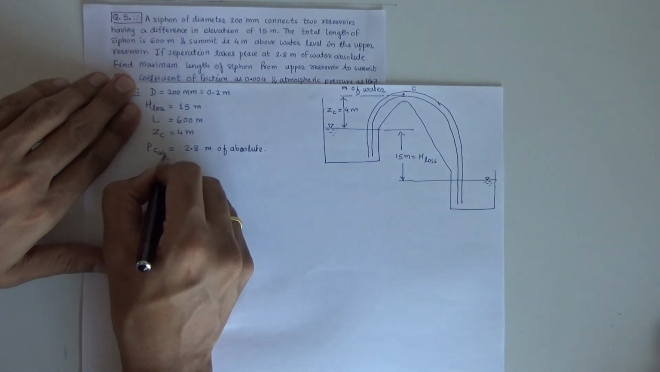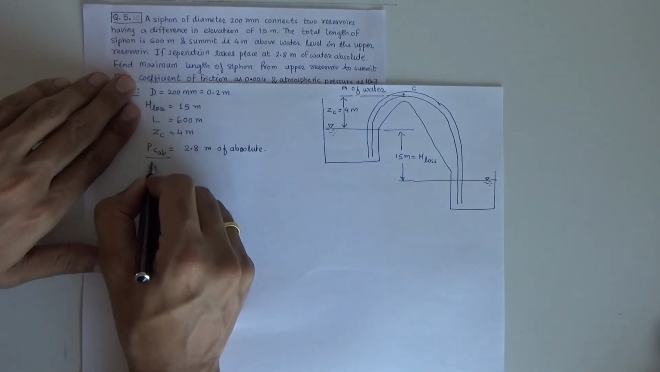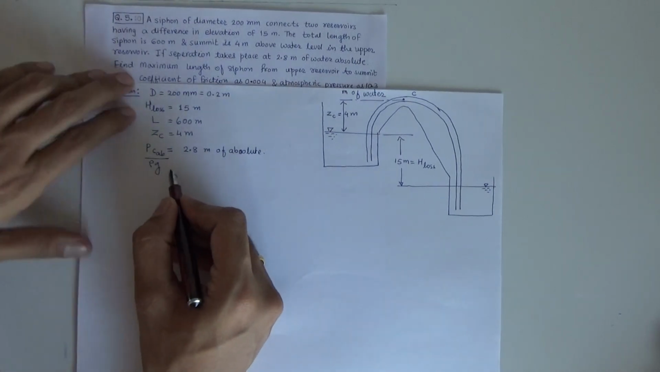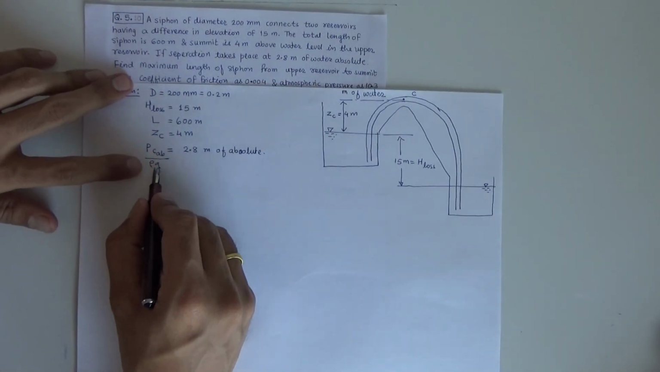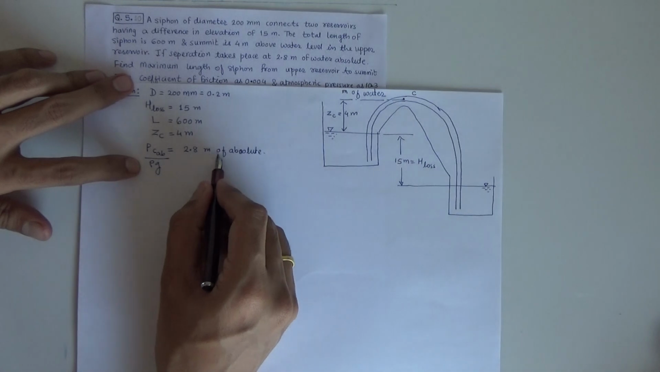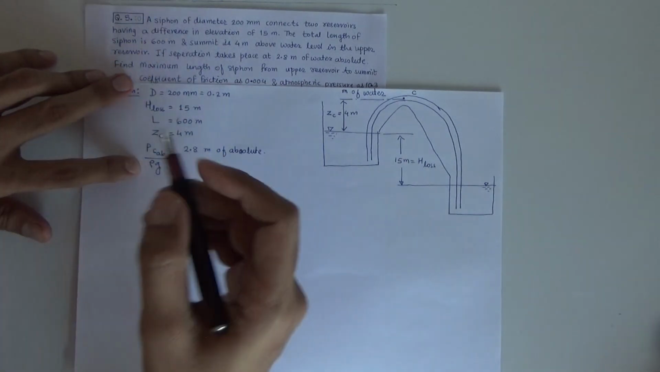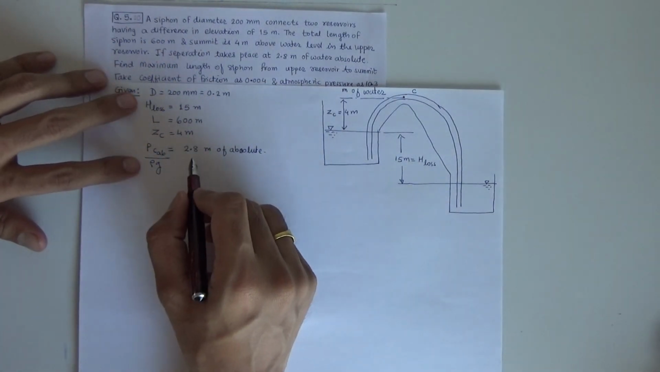So PC absolute is given, but that is also in meter. PC absolute upon rho g is given. It is not in Pascal, so it is divided by rho g, which means it is in meters. So this meter of absolute is given. And we have to find the maximum length of the siphon.